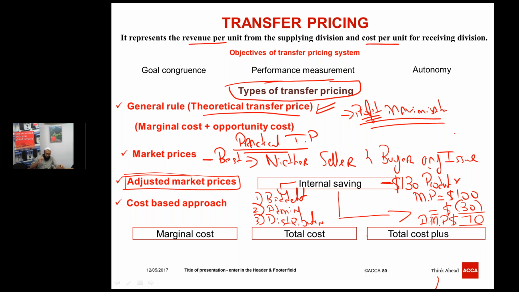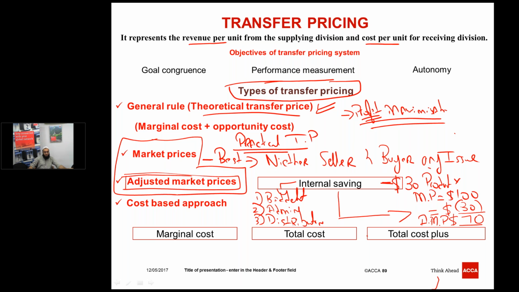Now, if I talk about these two, whether market price or adjusted market price, when these two are not valid, now just write it down, keep a pen in your hand and some paper or a notebook and write it down. Circumstances when market price is not usable.